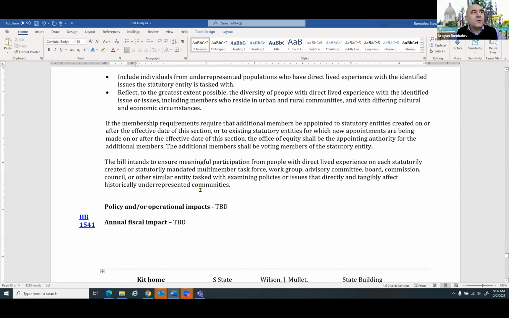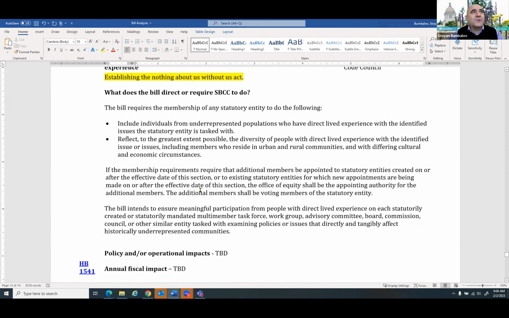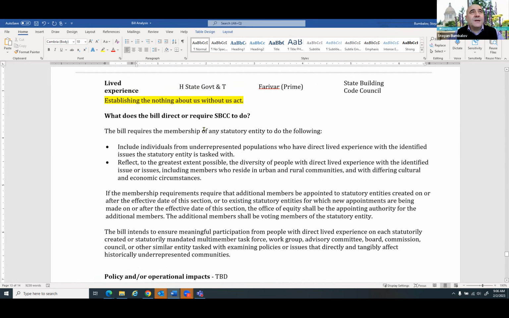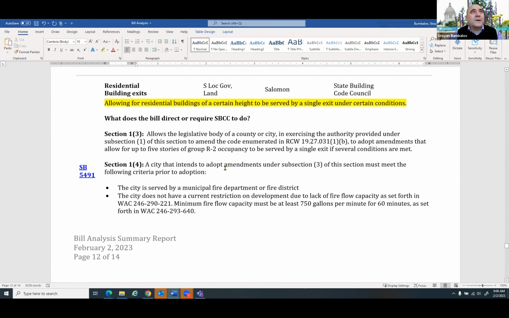Okay, thanks. So 1541, we hit it last week. There is not much we can do about that. 5491, allowing residential buildings of a certain height to be served by a single exit under certain conditions. This is copy paste from Seattle code. Michael was talking about this single exit business. They did some work to research it, which I'm not really familiar with, what they did and for how long. Michael sent me their requirement in the Seattle code.